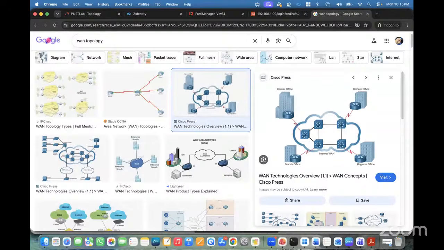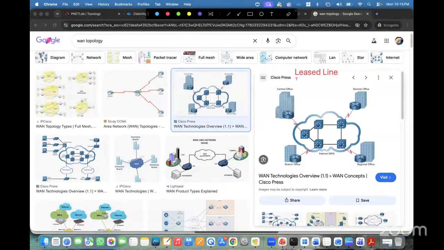And what provides the connectivity between all these locations? For that, you have to use some kind of circuits. That is going to be your leased line. We have MPLS circuits, Metro Ethernet circuits, and Internet VPN. These are the technologies used to connect one office to another via an ISP, meaning internet service provider. This is how we can build the WAN.